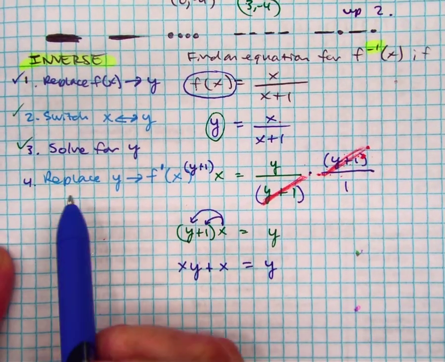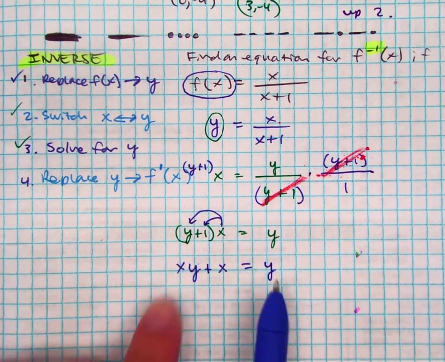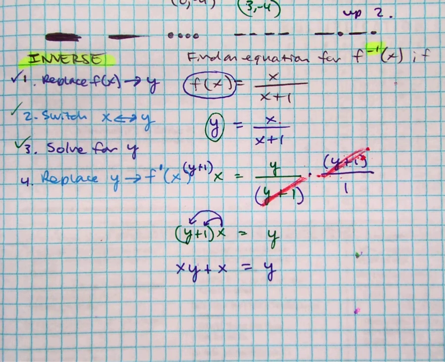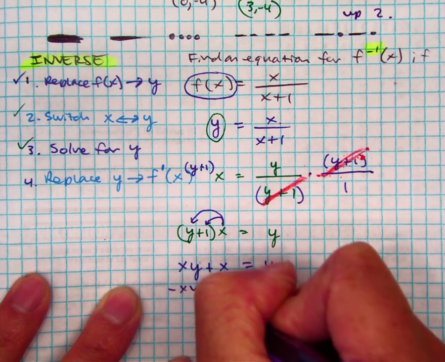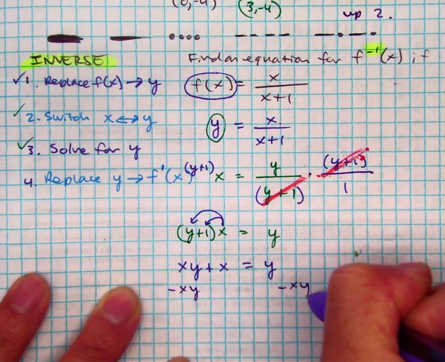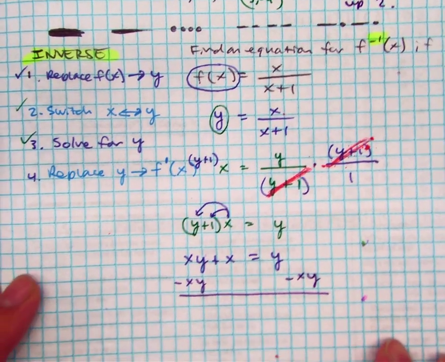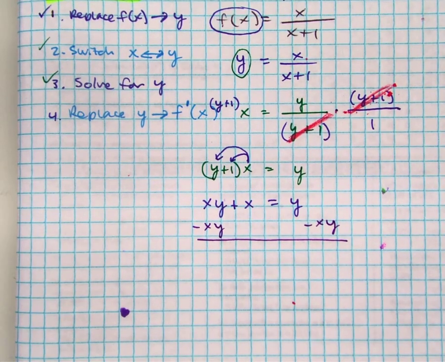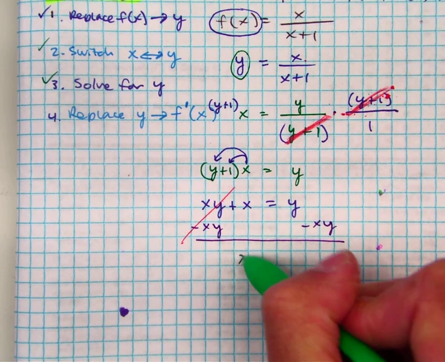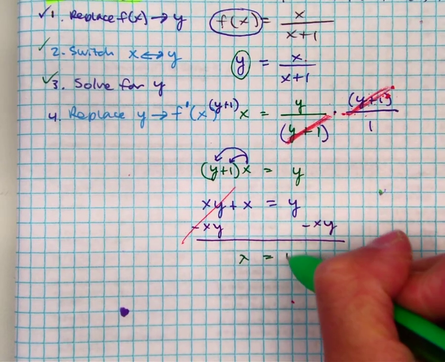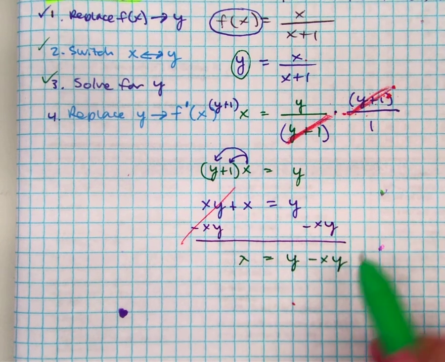Remember, our goal is try to get y by itself. Notice how y's are on both sides now. What should I do next? So we are trying to get the y's together. These will cancel. What are you left over here? X equals negative. It's okay if you write negative xy first.